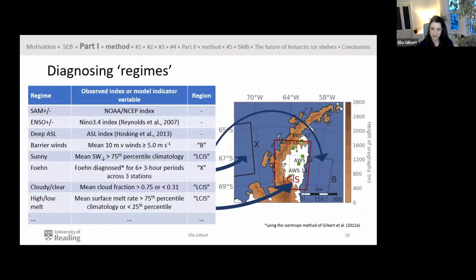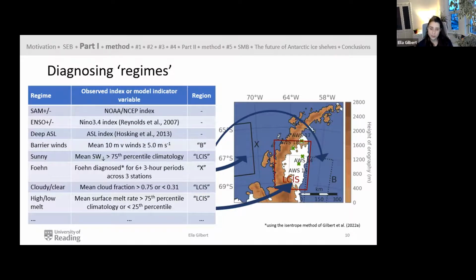And this is things like the Southern Annular Mode, which is the dominant mode of variability in the Southern Hemisphere, related to the strength and positioning of the circumpolar westerly winds. Of El Niño, the Larsen C low, which is a climatological low pressure center, and then a whole bunch of other more localized features such as barrier winds, Fern events, cloudy conditions, sunny conditions, all of these sorts of things.